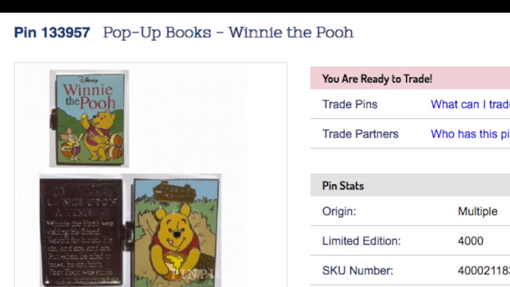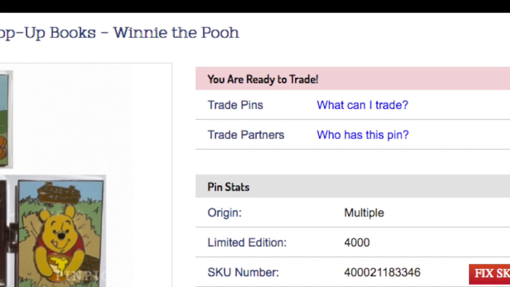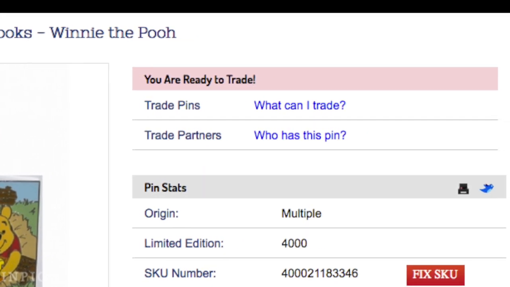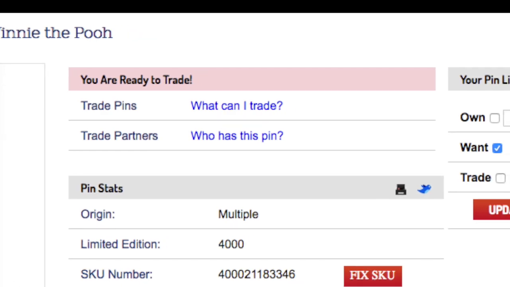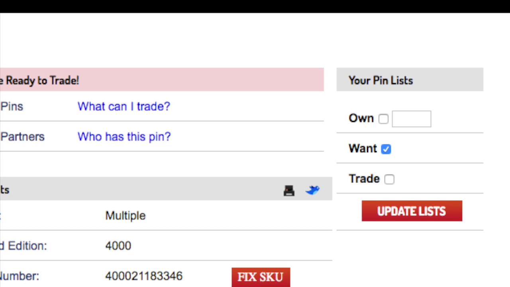Whenever you look at a pin on their website, there are 3 little boxes that you can click as long as you're logged in. It just says own, meaning that you own that pin, want, meaning that you really want the pin, and trade, which means that you have it up for trade in your collection.